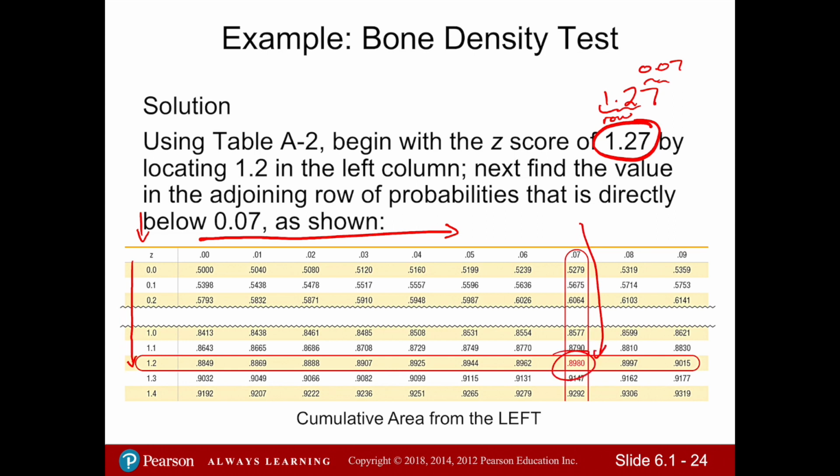They intersect at 0.8980. That tells us again the area from the left to that z-score. That will give us not just the area from the left, but because we have this nice link between area and probability, it will give us the probability that a randomly selected person has a bone density score of less than 1.27.